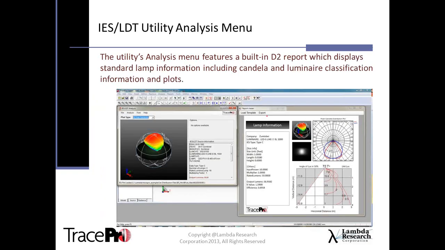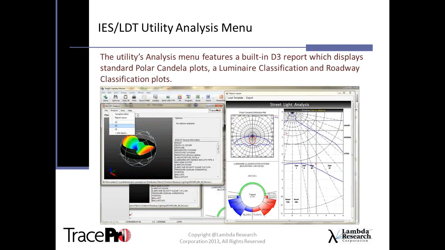Okay, first of all, if I selected the built-in D2 report, you would see that the standard lamp information that would come out in the report includes the Candela and luminaire classification information and plot, as you see it right over here. So at left, we see the standard 3D polar plot, and then if we go to the analysis menu and select D2, we're able to put out a polar Candela distribution plot and an angular plot, a standard angular classification plot that shows that information.